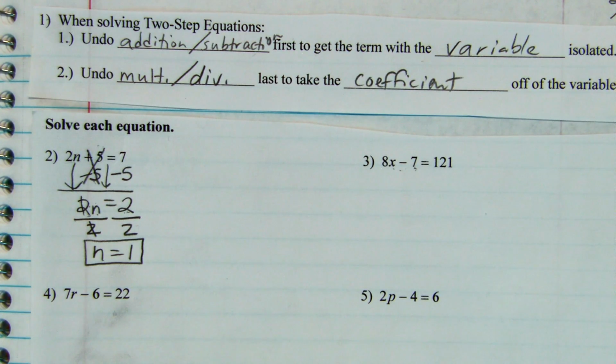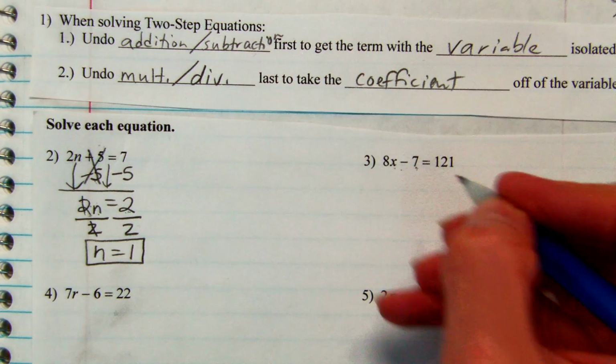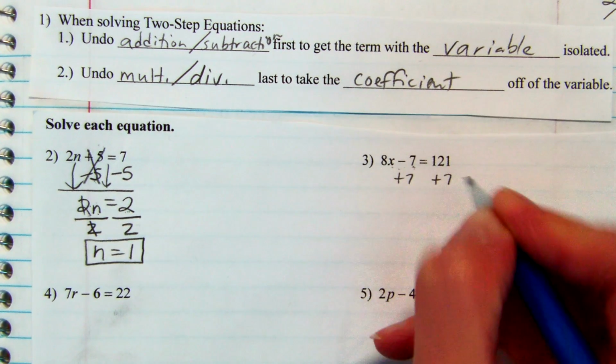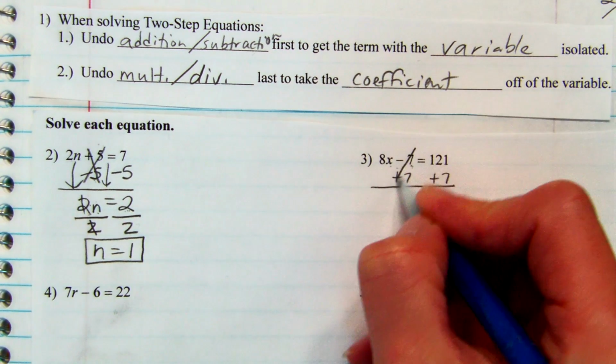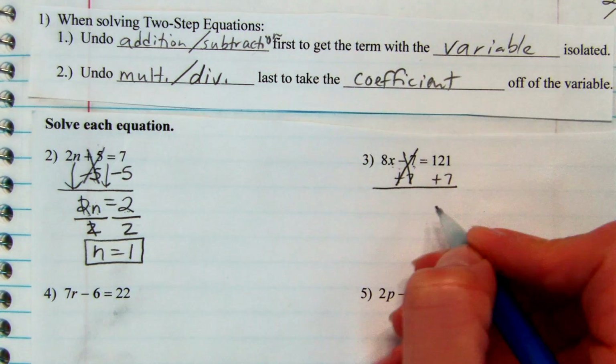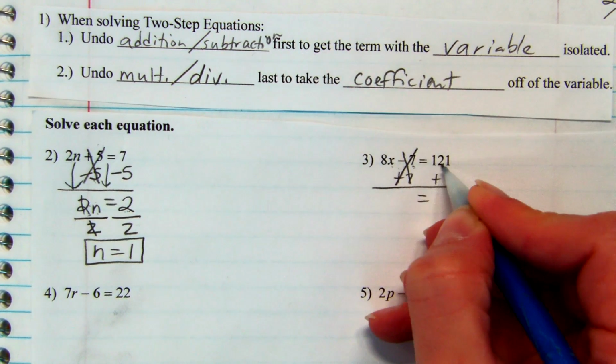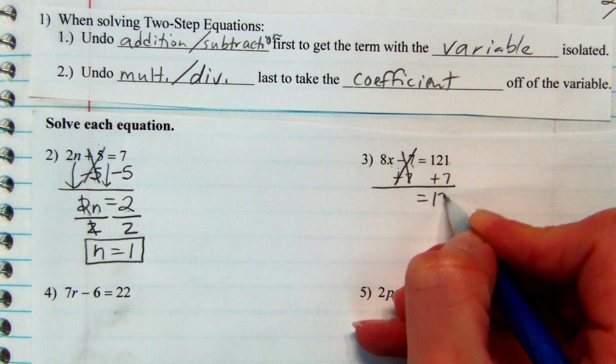Plus 7. So we're going to add 7 to both sides. So we're doing opposite operations here. And so on the right-hand side, I have 121 plus 7. That's going to be 128.